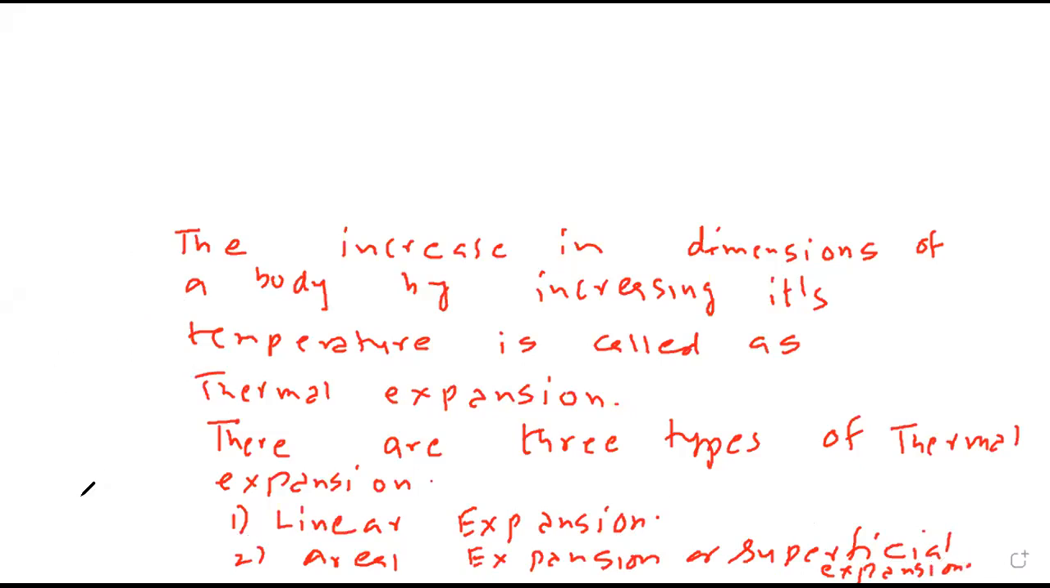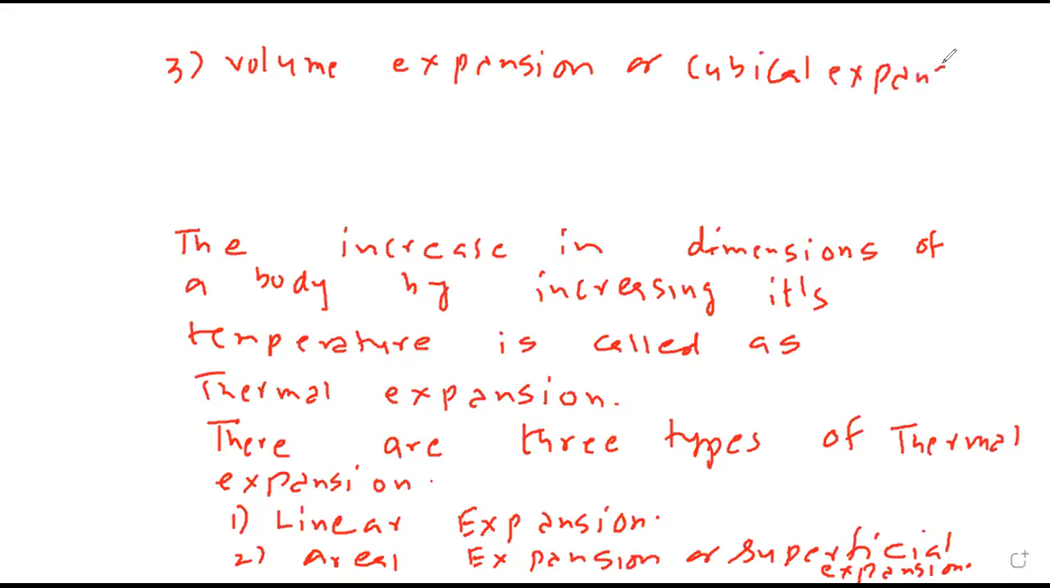And what is the third expansion? Volume expansion. Any other name you recollect? It is also called cubical expansion. So in this chapter, we have to study these three types of expansion: linear, areal or superficial, volume or cubical. Please write this much. Then we'll see one by one what these three types of expansion are and the relations between them.